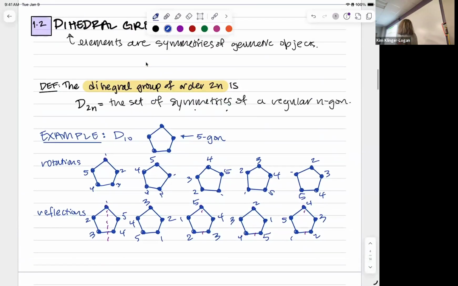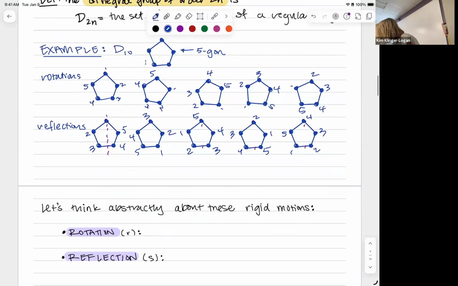So if I want to now think about this group, D10 in this particular example, or D2N, the set of all of these rigid symmetries, I want to be able to think of this as a group. And so we'll first think about what the elements of this set are. Well, the set of symmetries is going to be the set of the rotations and the set of the reflections, right? So D10 is really the set of 5 rotations and 5 reflections.